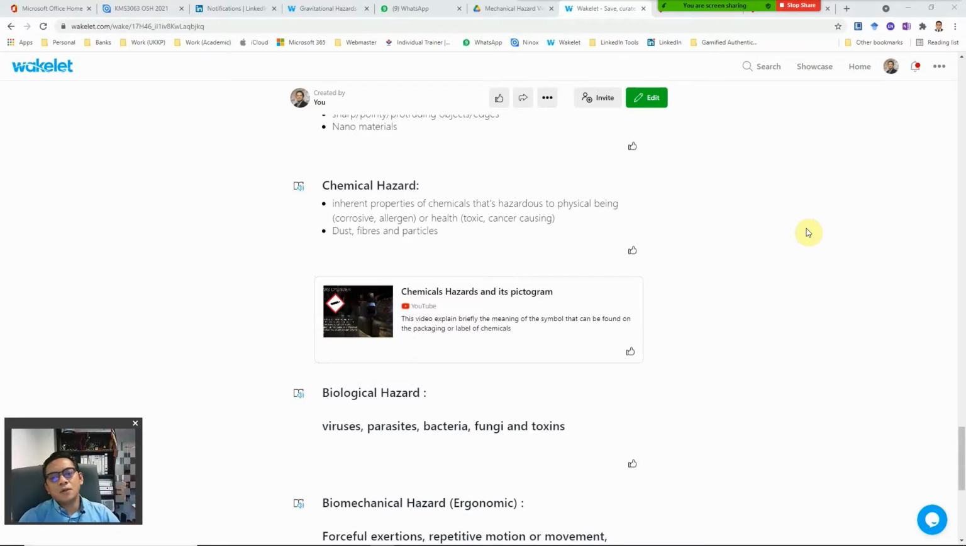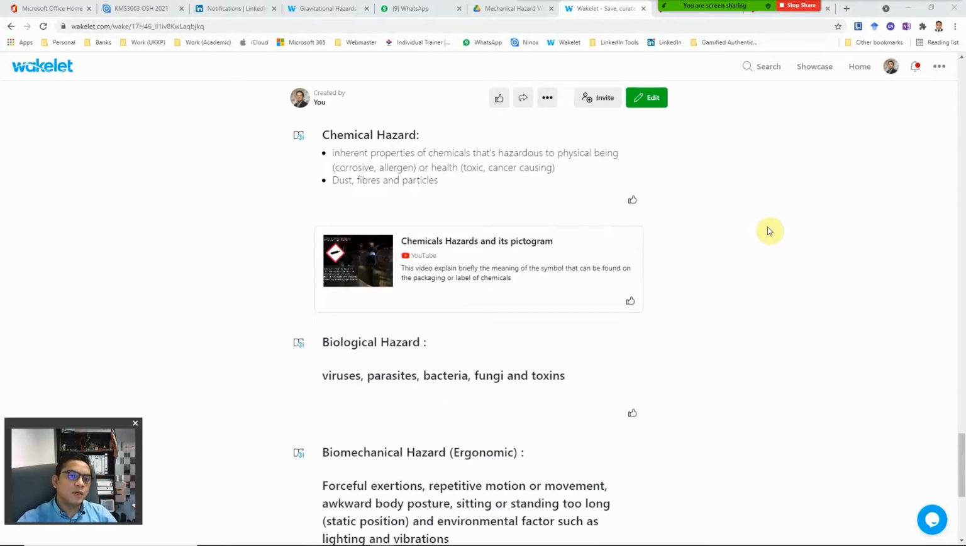So chemical hazards are those properties that are considered as hazardous, like corrosive, flammable, or toxic, or can cause cancer. And there are also other types of substances that are categorized under chemical hazards, such as dust. So dust explosion, in some of the team's selection, dust is considered as chemical hazard. Fibers, such as asbestos fibers, and certain particles that are coming out from a chemical process, like fume or vapor, are also considered as chemical hazards.